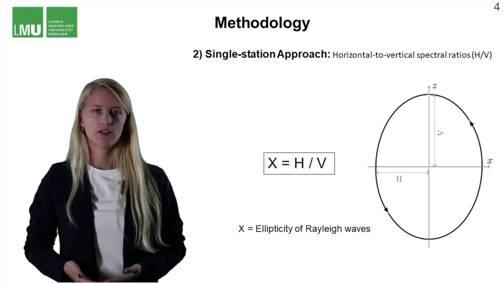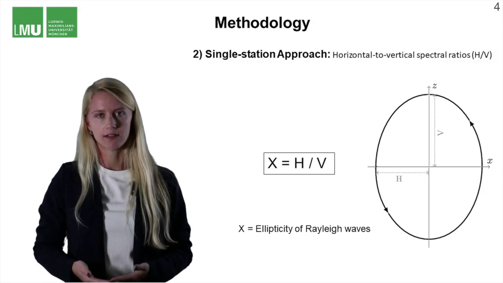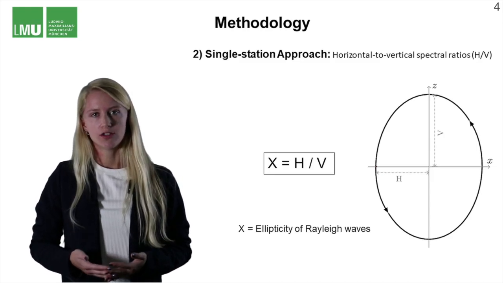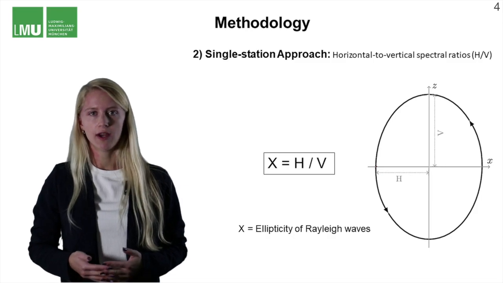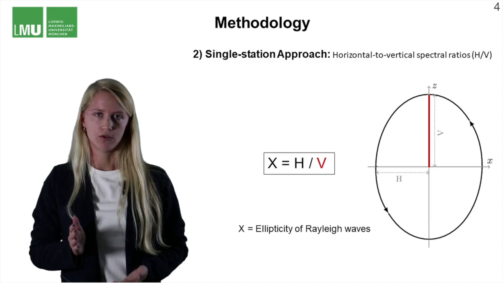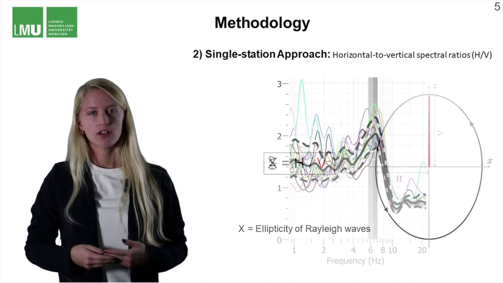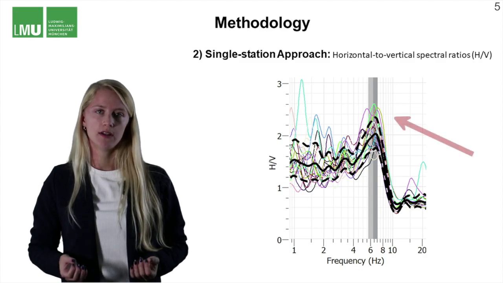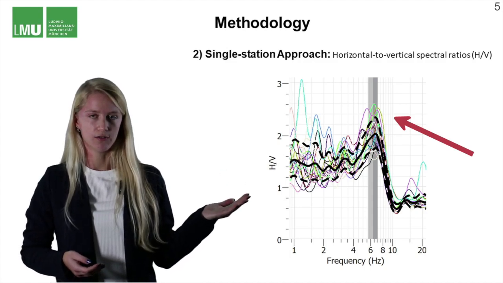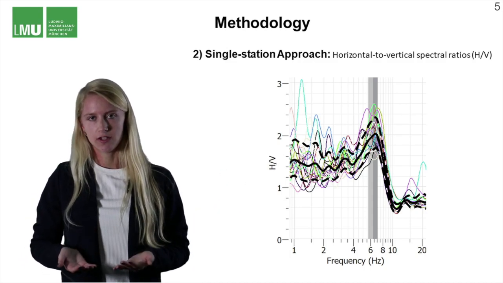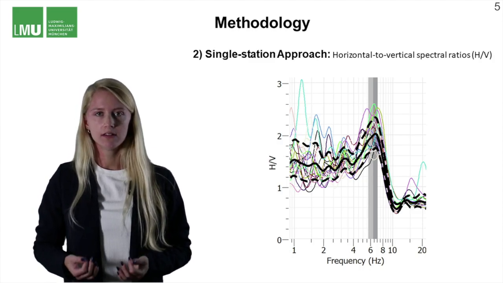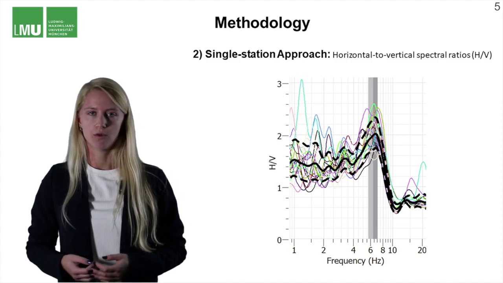In the field of microzonation, such a single-station approach already exists. It's the horizontal to vertical spectral ratio method. These H/V ratios can be interpreted as the ellipticity of Rayleigh waves and are computed by taking the horizontal over the vertical component of particle motion. It was shown that such H/V curves exhibit a pronounced peak close to the fundamental S-wave resonance frequency of the site, as shown here. Since this is a single-station measurement, installation is very easy, but its theoretical foundation is still not completely understood and the results suffer from non-uniqueness.